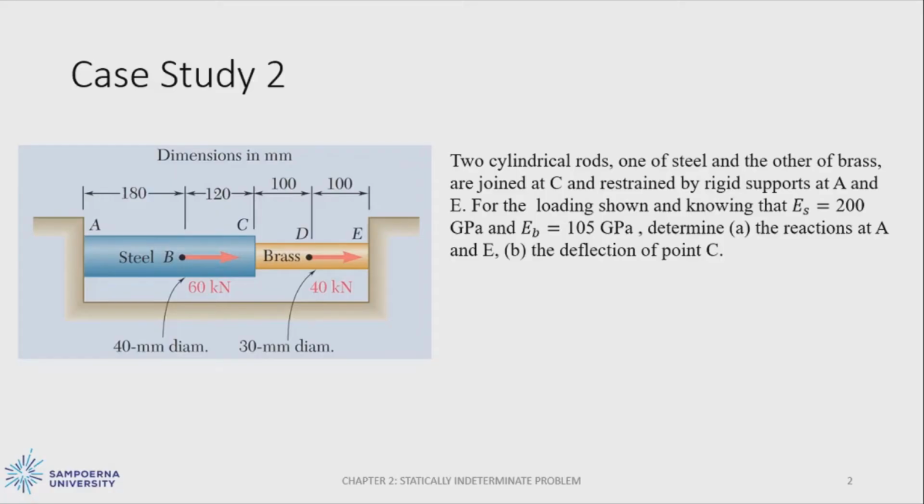There are two cylindrical rods, one of them steel and the other brass, joined at C and restrained by rigid supports at A and E. For the loading shown, and knowing that E of the steel is 200 GPa and E of the brass is 105 GPa, we need to determine the reactions at A and E, and the deflection of point C.